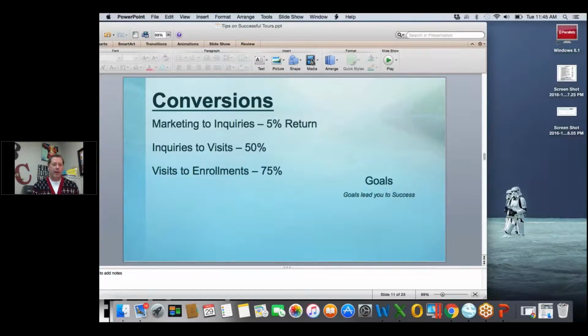But you want to set some type of goal on what type of return. And you want to make sure that you're logging this. As people are calling you, as people are coming into the door, ask them, how did you hear about us? And keep little tick marks.